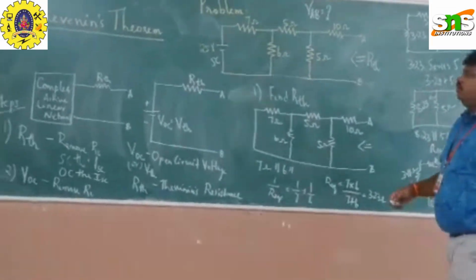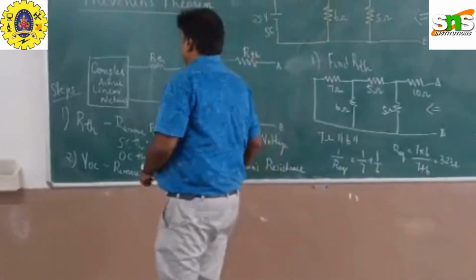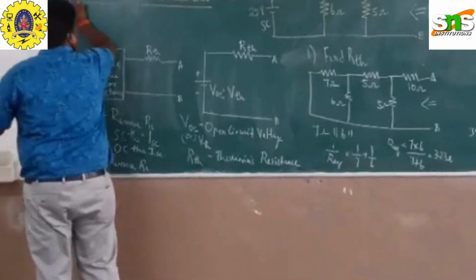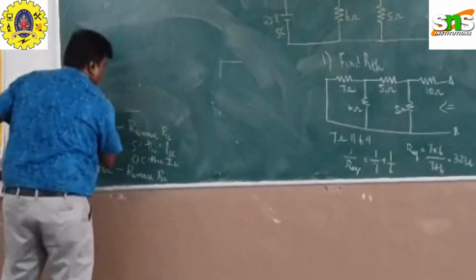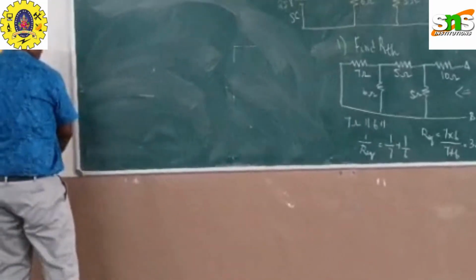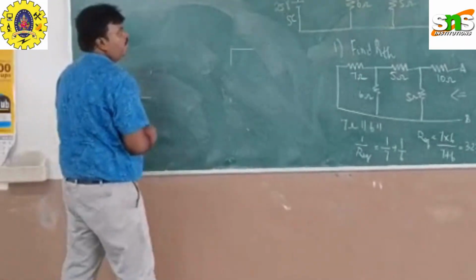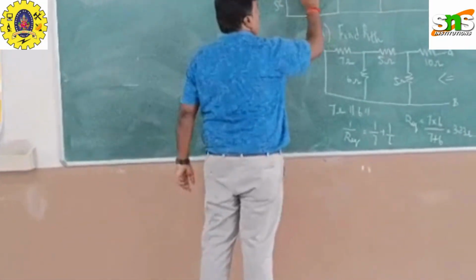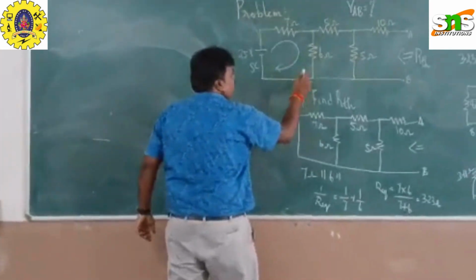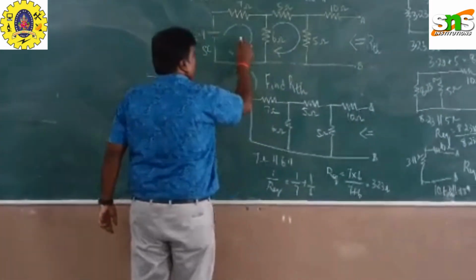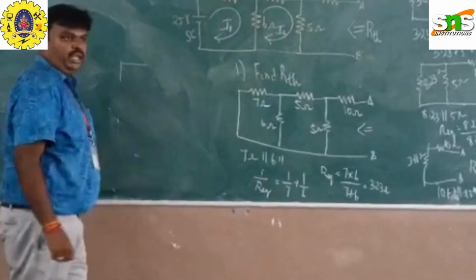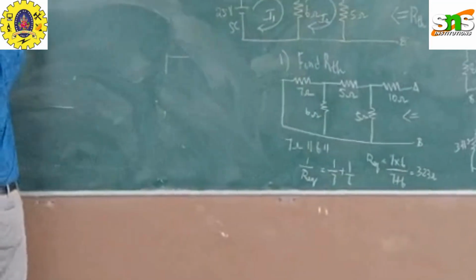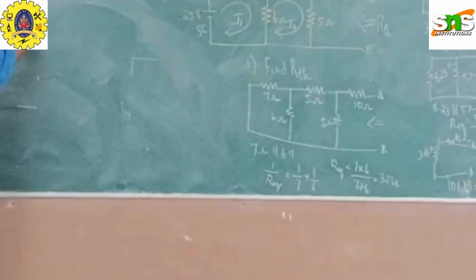Now go for finding out the second step, that is find out the value of VOC. So how to find the value of VOC? So remove the load resistance. We will take two loops. This is loop 1, this is loop 2. So this I take it as I1, this I take it as I2. Okay? So two loops, find step 2, find VTH.